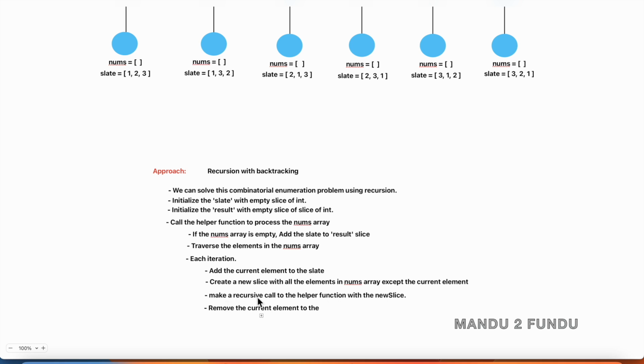And then after coming back from that recursive call, we have to remove the current element which was added before the call. Okay, so if we repeat that, whenever we see the input array length is 0, then we create a copy and add it to the result. After we process all the elements, finally we get all the possible permutations.